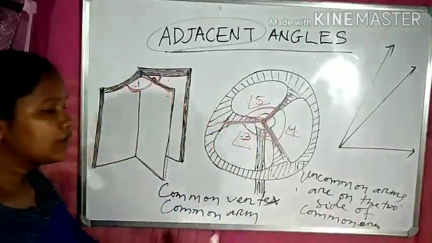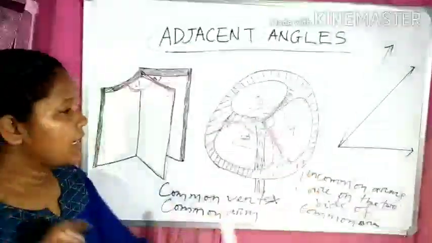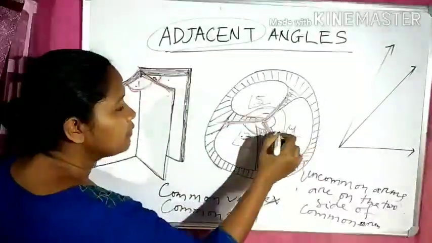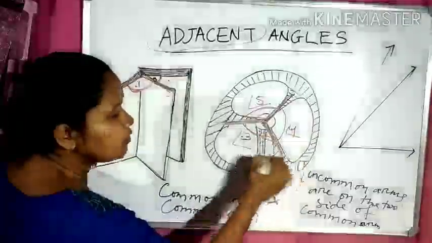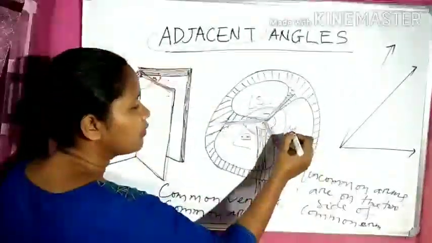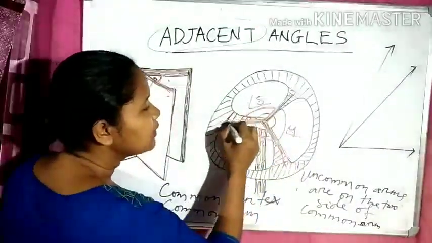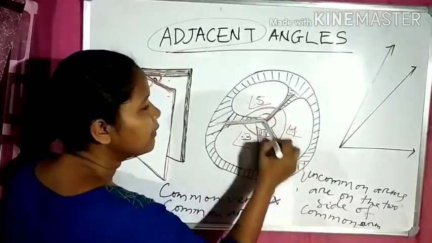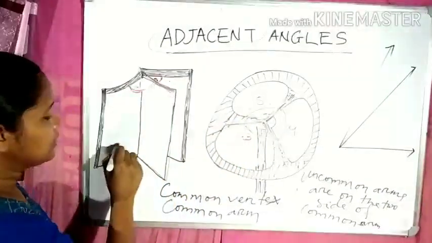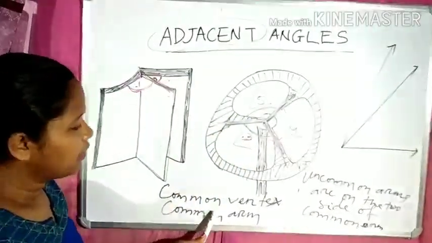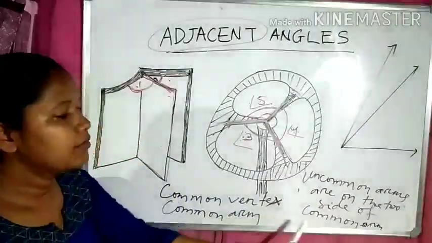Where are the uncommon arms present? They are present on the two sides of the common arm. For 3 and 4, the uncommon arms are these, on the two sides of this common arm. For 4 and 5, these two are uncommon arms, and this middle one is the common arm. So adjacent angles have a common vertex, a common arm, and uncommon arms on the two sides of the common arm.